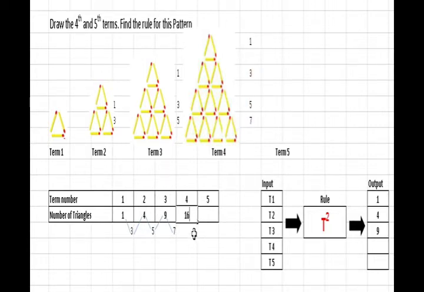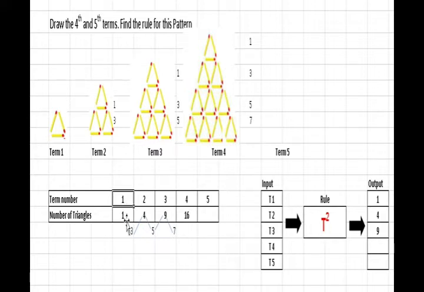Or you could notice another pattern. Now, we are going to notice the pattern by looking at this table. Before I draw term 5, I can actually tell you how many triangles are going to be in term 5 just by working out a pattern that we see in front of us. Now look carefully. If I look at term 1, as I said, term 1 is picture 1.